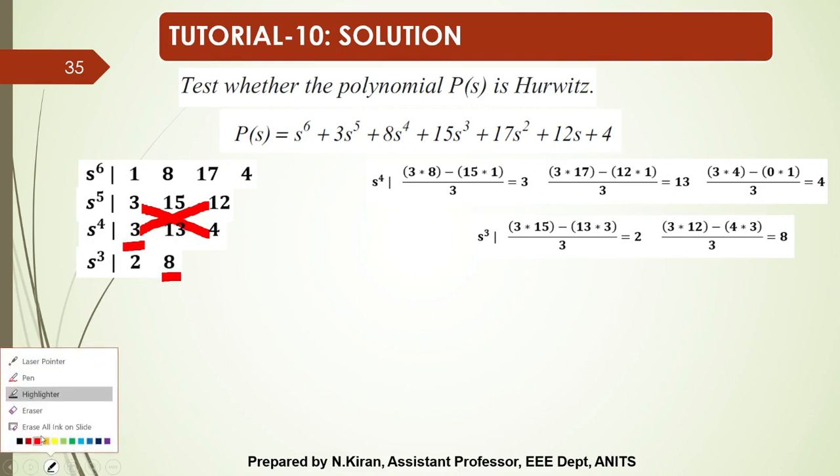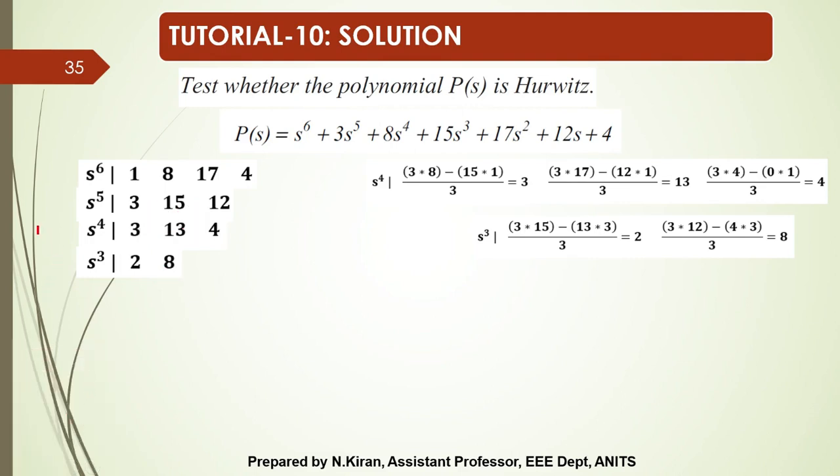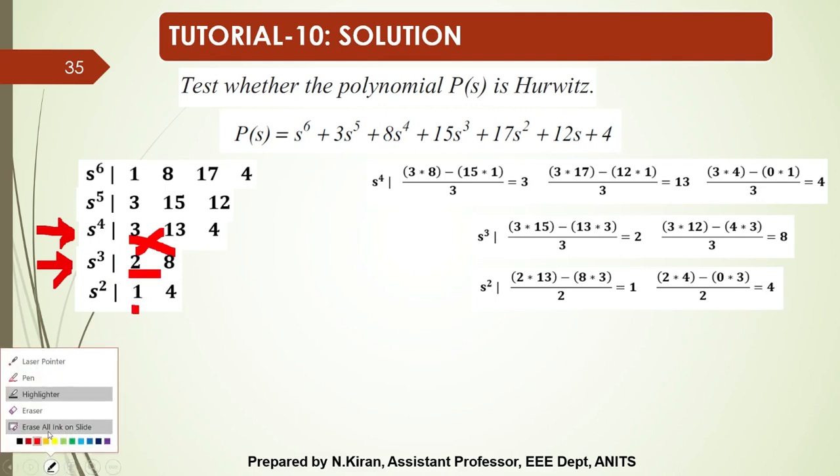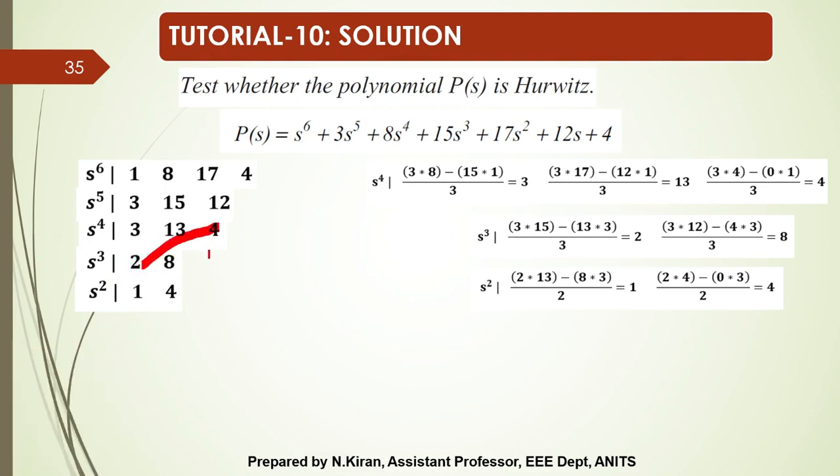Next, s square. For s square, I should again consider these two rows, that is s power 4 and s cube. When I calculate s square, it is 2 into 13 minus 8 into 3 divided by 2, which gives me 1. And for the next element, 2 into 4, here I don't have any element, so it is understood that the element is 0. So 2 into 4 minus 0 into 3 divided by 2 gives me the element 4.